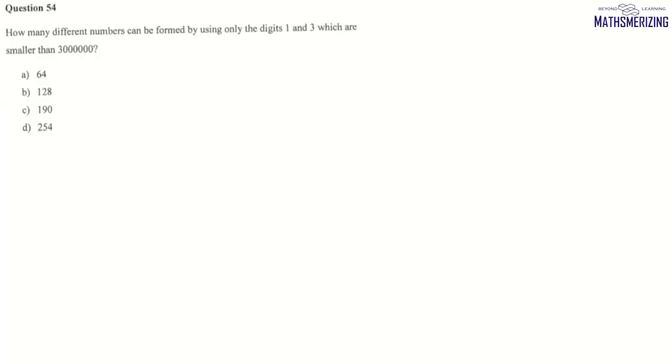Now question number 54 is, how many different numbers can be formed by using only the digits 1 and 3 which are smaller than 3000000. So if we have any n digit number, then the total number of numbers that can be formed using these two digits will be, for each position we have two choices. So there will be 2, 2 and 2. So overall there will be 2 to the power n choices.